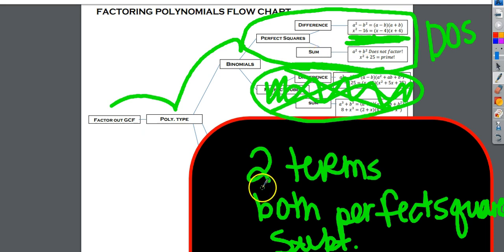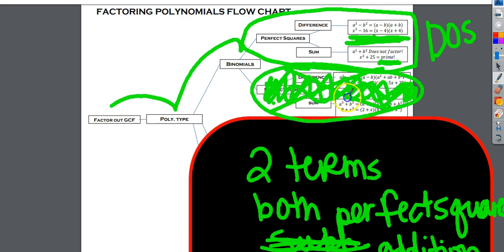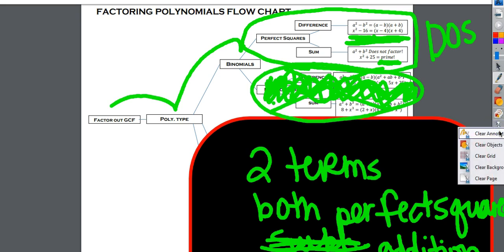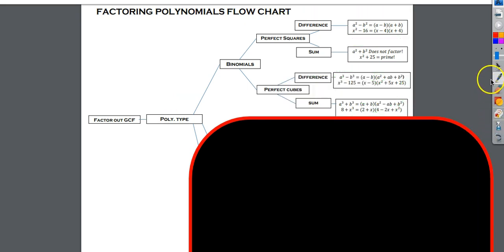Now, let's pretend that it's 2 terms. They're both perfect squares, but instead of it being subtraction, it's addition. You cannot break those down anymore, so it does not factor. So that's why it's called prime. So again, we are not doing this particular little section here because that's sum of cubes. Some of you could look over it and figure it out and do some stuff with it, but it's not necessary for this particular test.